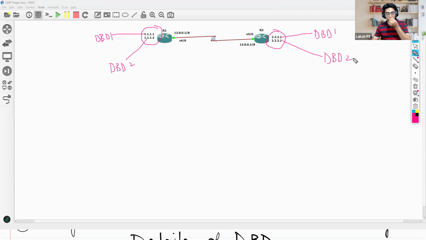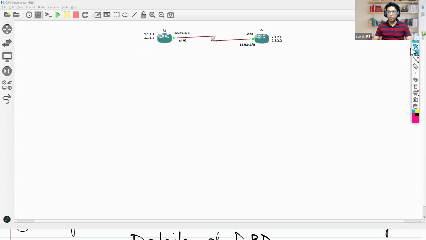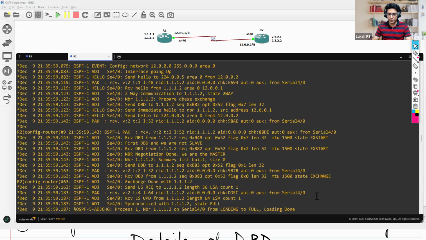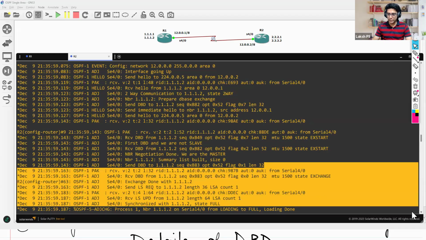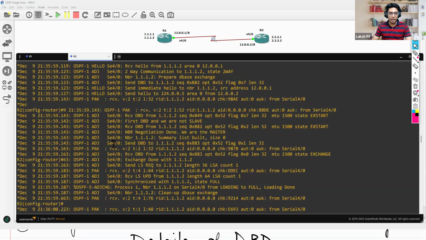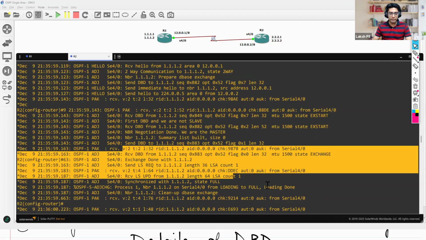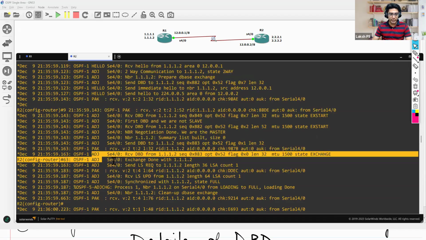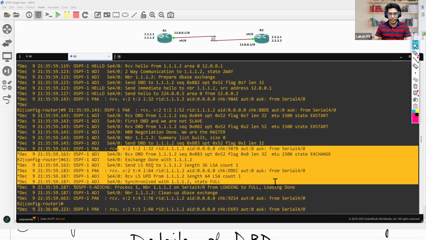Okay, so in the exchange state, the two routers are exchanging the information of the loopback addresses or the links that they are connected to with each other. You can see here in the exchange state it says received DBDs, sent DBDs. It is sending its own DBD. It is also receiving DBDs from R1.